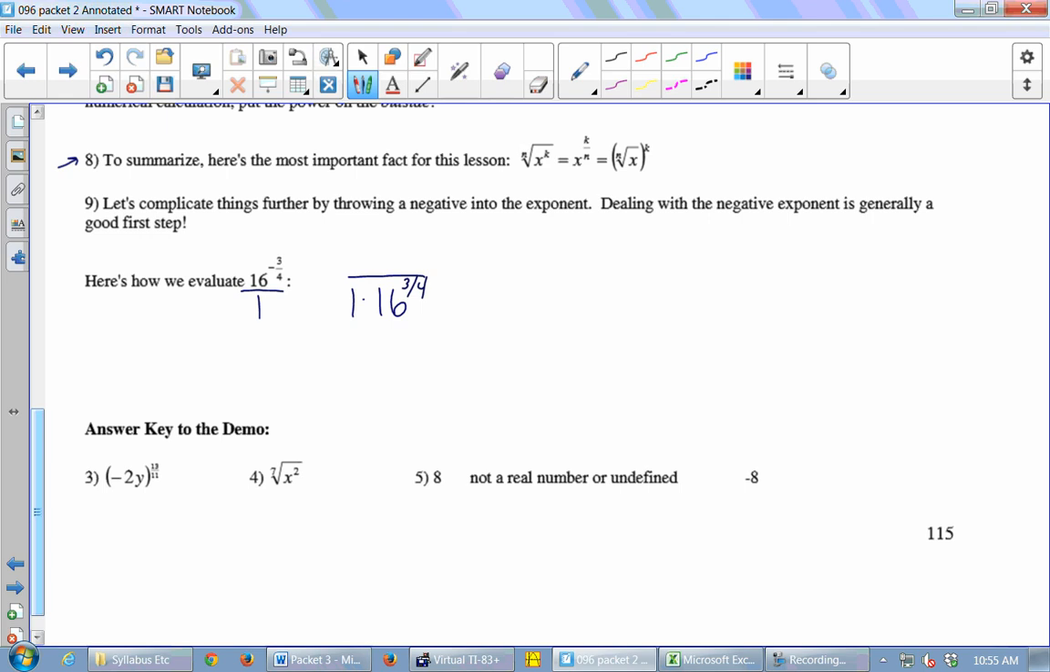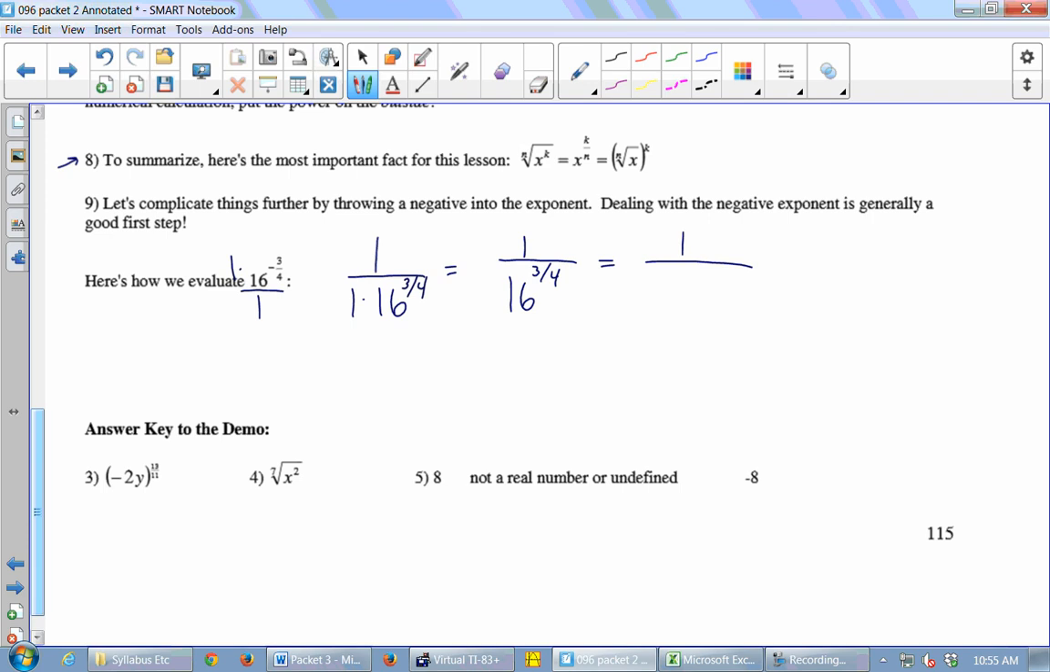Now, what's left in my numerator now that I moved that guy out? Just a 1, yeah. Because any number, you can always write it as 1 times that number. So when the 16 to the negative 3/4 moves, there's actually a 1 hiding up there that it just wasn't written. All right, so this is 1 over 16 to the 3/4.